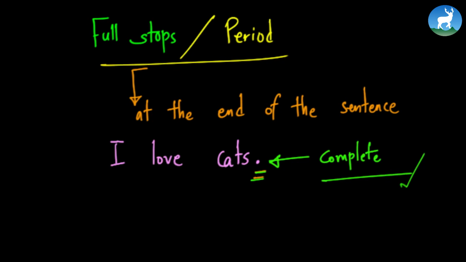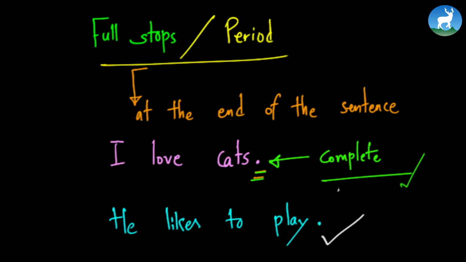Let me give you another example. I can say, he likes to play. And if the thought is complete, I can just put a full stop or a period here, and that shows that the sentence or the thought is complete.